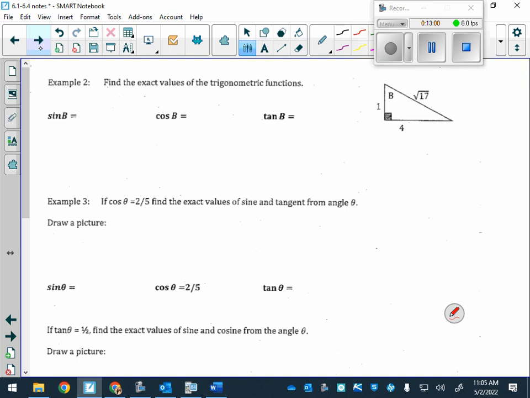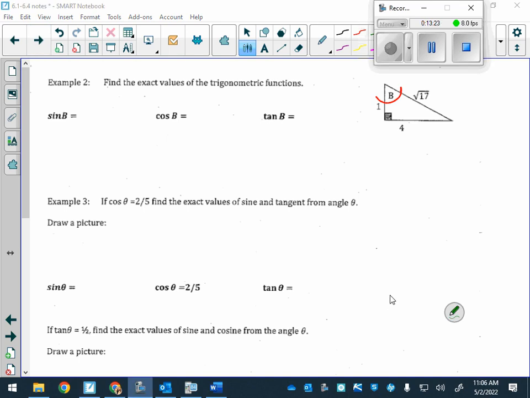What do you notice in example 2? What's different, Brian? There's a radical. Okay? So you guys are going to try example 2. However, now we're looking from angle B. So if you need to label, go ahead. Remember, no radicals in the denominator. Go ahead. I'll give you a minute.